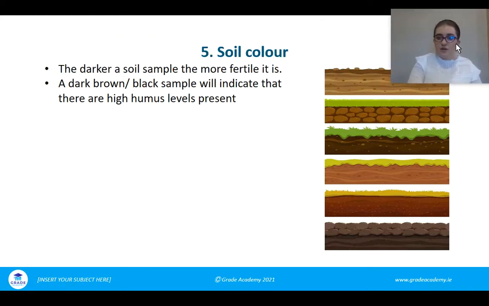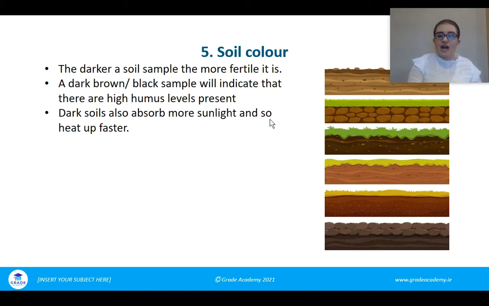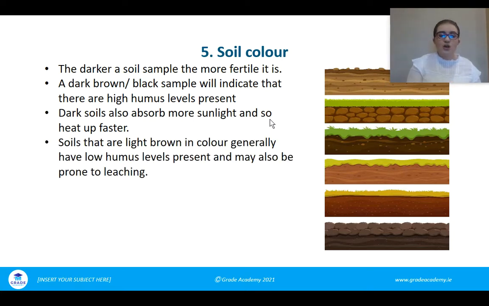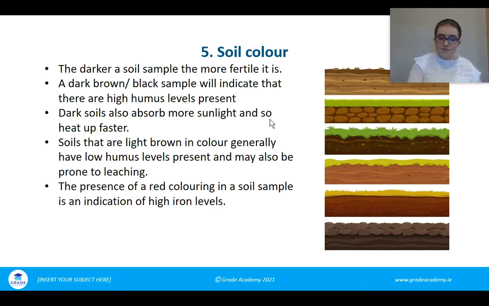So the darker a soil sample, the more fertile it is. Why? Because there's high humus present in it, and I've talked about that already. What is humus? It's dead organic matter. Dark soils also absorb more sunlight, and they may heat up faster. Soils which are light brown in colour generally have low humus content, like your sandy soil, and they can be prone to leaching. Okay, so generally where you have light colour in the soil, there's a lot of leaching going on, and there's low humus content. So for that type of soil, it's not going to be as fertile naturally, so you would have to supplement it with the correct fertilizer. That would be really, really important.